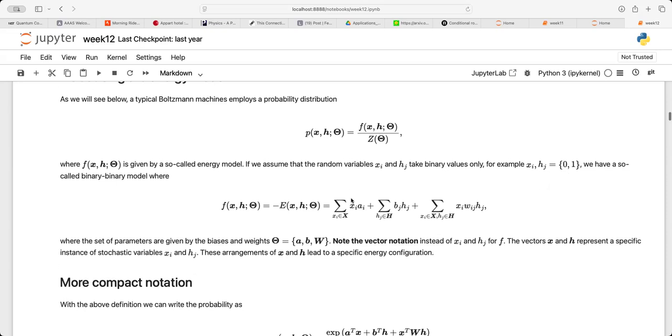And the typical Boltzmann machines are then given by some functions which you can choose. So if you choose a binary case where x and h can just take binary values like 0 and 1, then you would have a function here which depends on this a, which is a parameter which you can call the bias. Same with b. And then you have the weights which link the hidden layer with the visible layer. And this is a pretty standard approach which people used in Boltzmann machines.